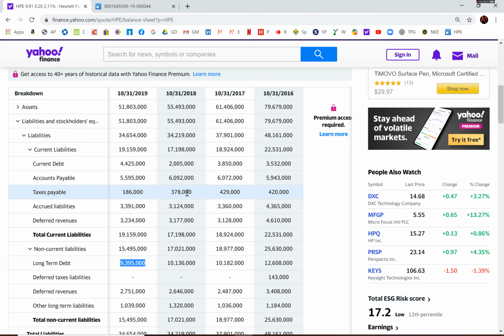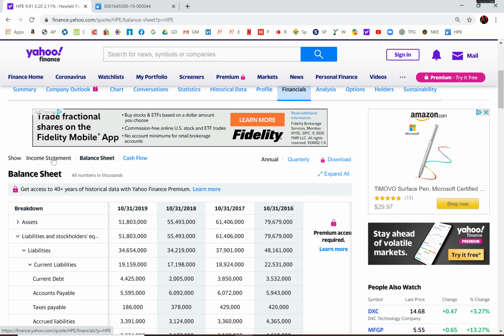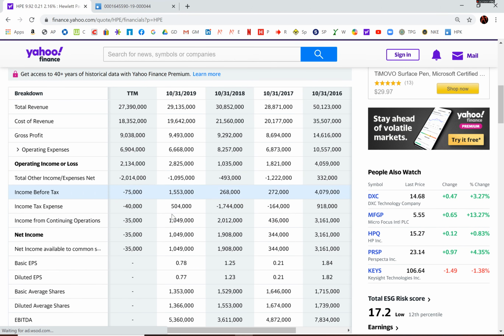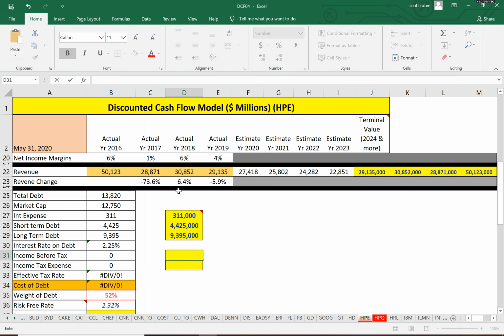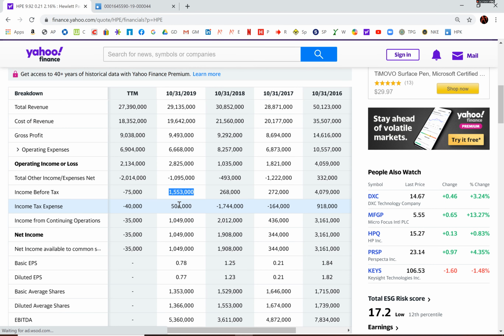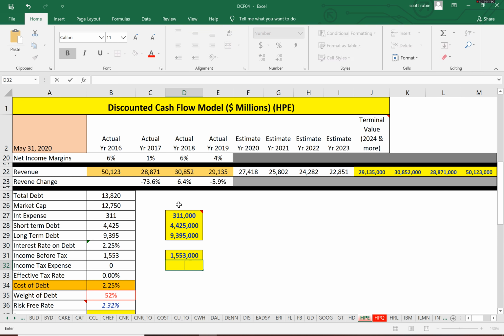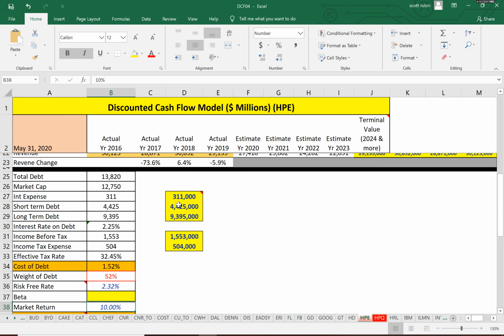So let's see their effective tax rate so we know what to deduct by. So the income before tax, and the income tax is $500 million. I'm getting this info from the income statement. So they pay 32% in taxes. So the cost of the debt is only 1.5%.